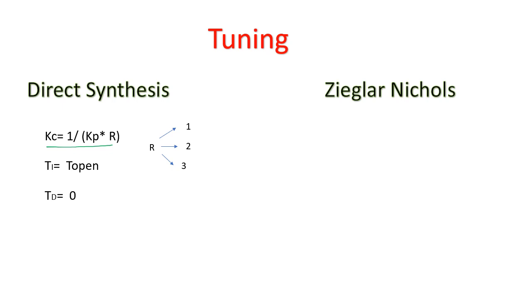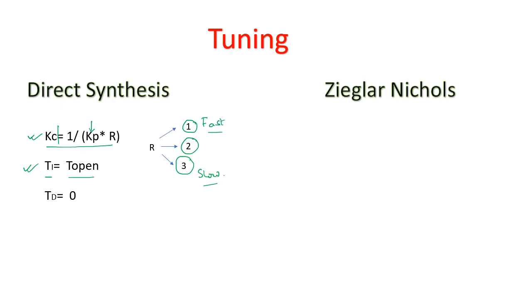For example, in this case, the controller gain will be 1 upon Kp into R, where Kp is your process gain and R is your speed of response. Speed of response can be chosen 1, 2, or 3, right? Where 1 is, I would say, fast and 3 is slow. Again, this fast and slow is with respect to your current process, right? And the integral time is the open loop time constant which we got from the bump test, right?